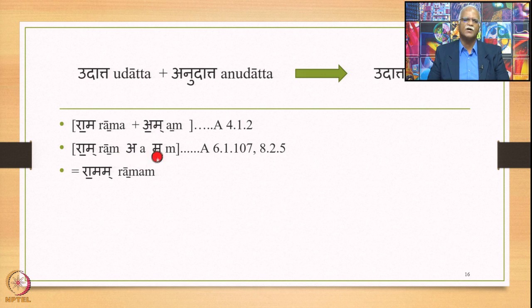Now what is the accent of this a? That is the issue. The substituents of this a are this a at the end of Rama and a at the beginning of Am. Now a at the beginning of Am is Anudatta and a at the end of Rama is Udatta. So in fact this is a combination of Udatta plus Anudatta. And so now 8.2.5 says that the resultant combination would be a vowel which is Udatta. So this a remains Udatta, therefore it remains unmarked. And so we have Ramam with the final a being marked as Udatta.